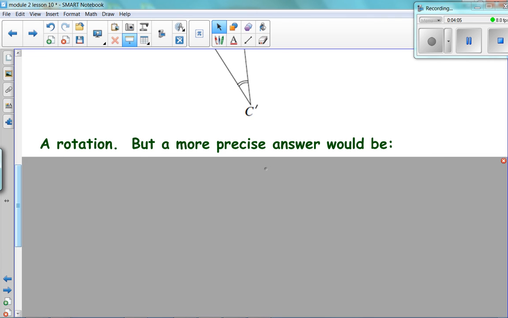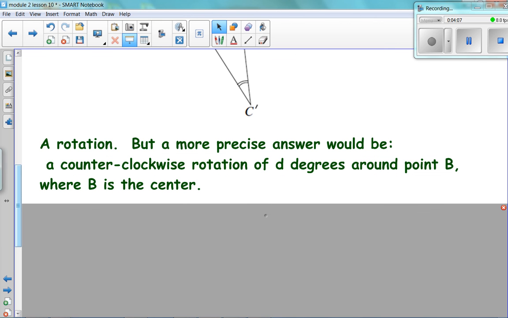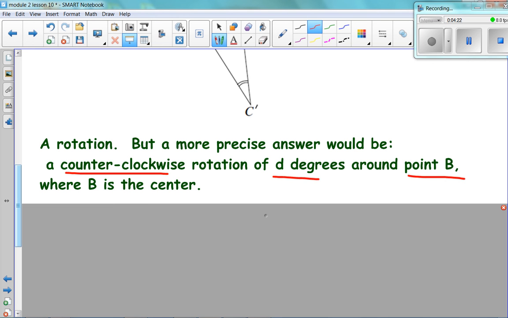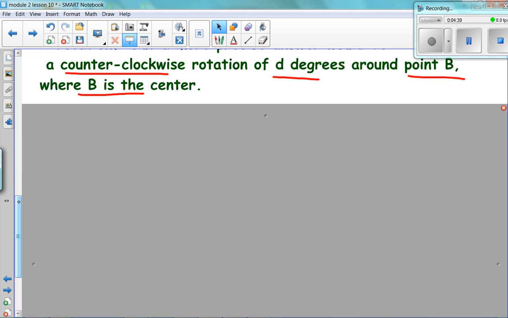But a more precise answer would be a counterclockwise rotation of d degrees around point B, where B is the center. So you're adding in the direction. You're saying how many degrees it is. It's d degrees. You're saying what the center is. What's the point of rotation? Where B is the center. That's the difference. That shows that you know a little bit more than normal about how to do these basic rigid motions. You know a little bit more than somebody who just read a definition of them.